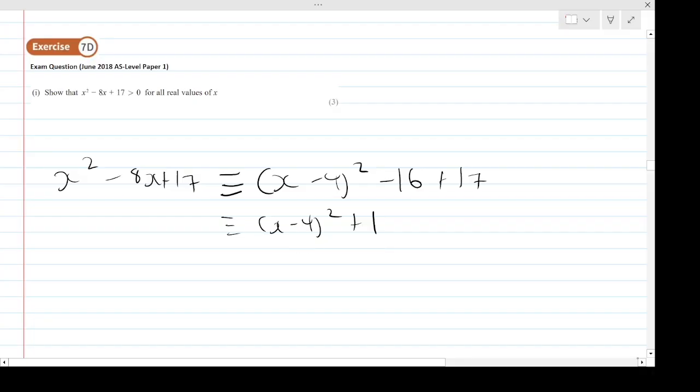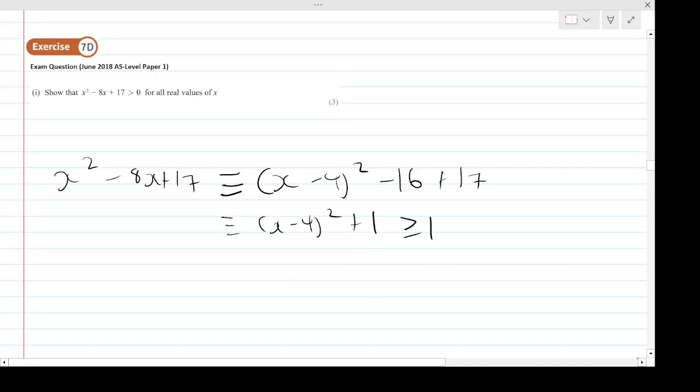Right, again then, this is a square number, right? It's something squared. Yes, it has an x in, but it doesn't matter. Everything in the bracket is squared. So this whole bracket has to be at least 0. If that's at least 0, then if we add 1 no matter what, overall it'd be at least 1. So therefore, the whole thing has to be at least 1.